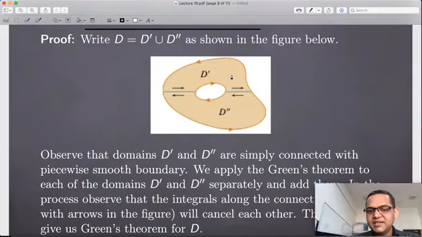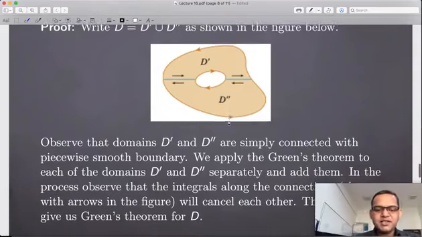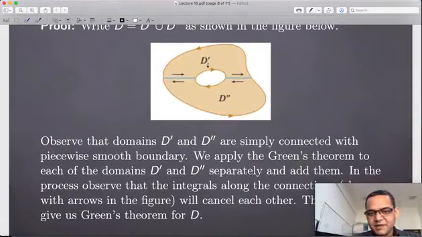Now there is no hole in D prime. Similarly, there is no hole in D double prime. So I can apply Green's theorem as we had in the previous slides. And all I have to do is put them together. All one has to realize is that when we apply Green's theorem to D prime and D double prime separately, you are going to get the boundary, this line with this direction, and you will go this way and then come back this way, and this is your positive orientation. But when I do it for D double prime, this is the positive orientation.